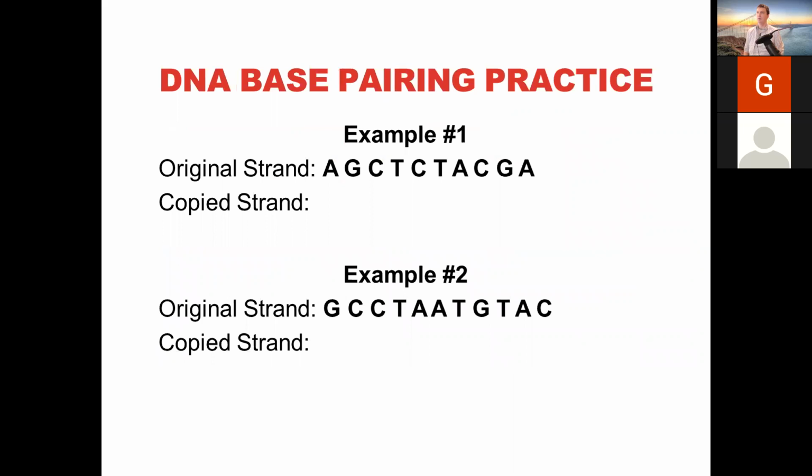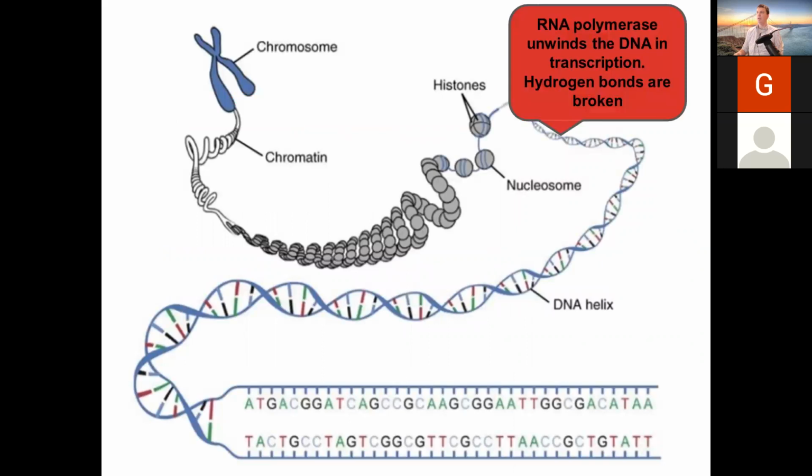And so here's an example. You can go through this on your own. You just want to find, what is the complementary strand here? So A goes with T and G goes with C. Okay, so chromosomes are packaged DNA. And RNA polymerase unwinds the DNA during transcription to break those hydrogen bonds between the G's and C's, and the A's and the T's.